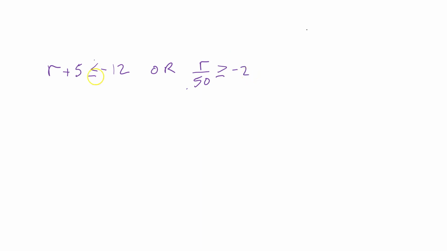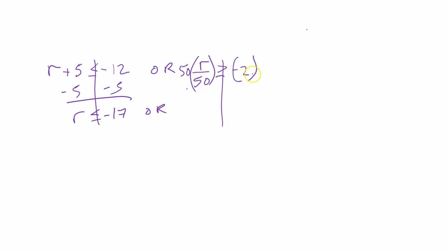Okay, so if I were to solve these, I get minus 5 and minus 5, and r is less than or equal to negative 17, or, and let's see, times 50, and times 50. So we get r, those cancel, greater than or equal to negative 100. Put them numerically, so I'd have r is greater than or equal to negative 100, or r is less than or equal to negative 17.